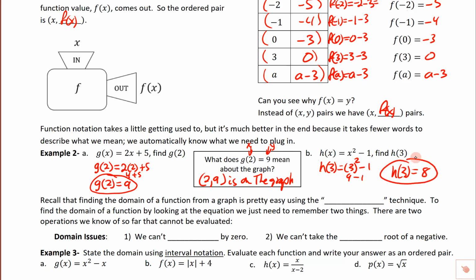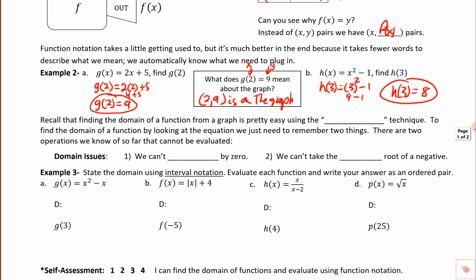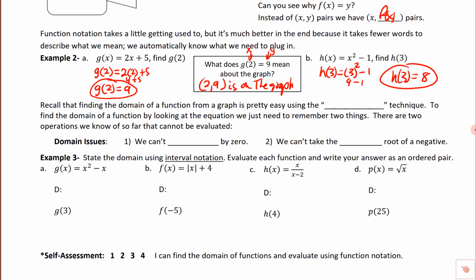And again, it might be a good idea to just ponder for a second, what does that mean about the graph? Well, that means the point 3 comma 8 is on the graph. We'd go over 3 and up 8 units. That point would be on the graph of that particular function.